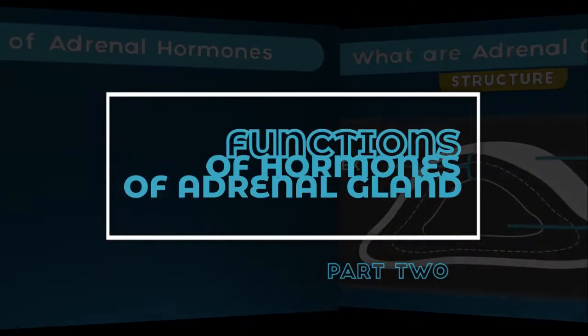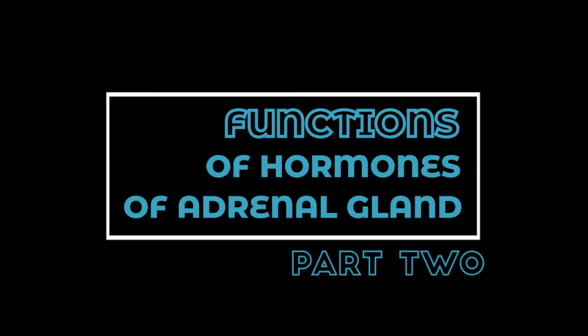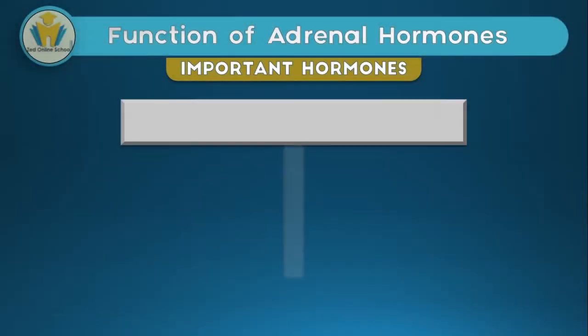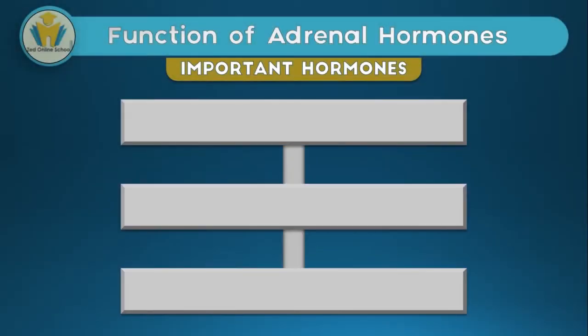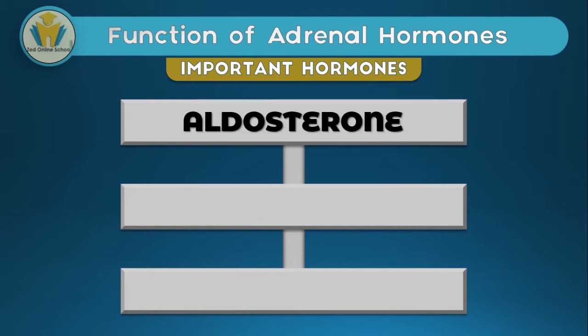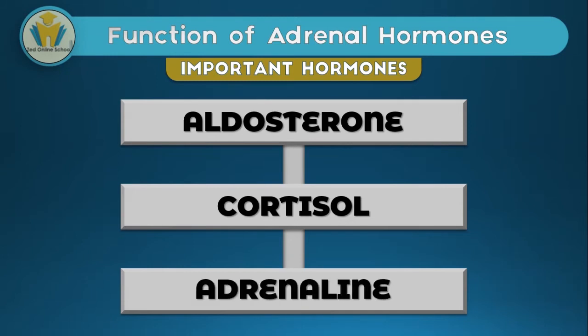Now, let's talk about the hormones produced by the cortex and the medulla. We have got three hormones. The first one is aldosterone, produced in the adrenal cortex, cortisol, also produced in the adrenal cortex, and then we have adrenaline, which is produced in the adrenal medulla. These three hormones are mainly what give the adrenal glands their function.